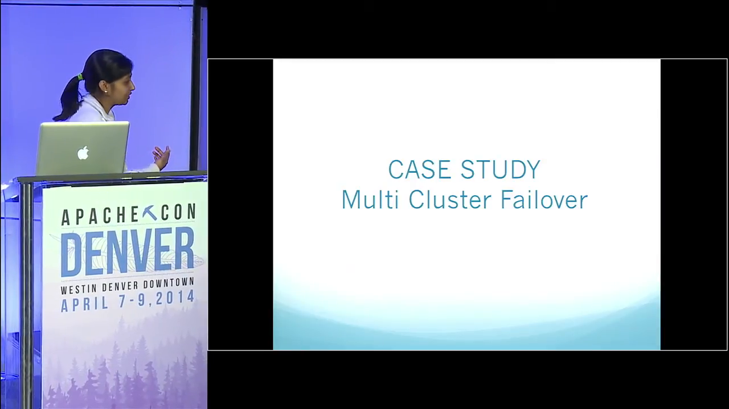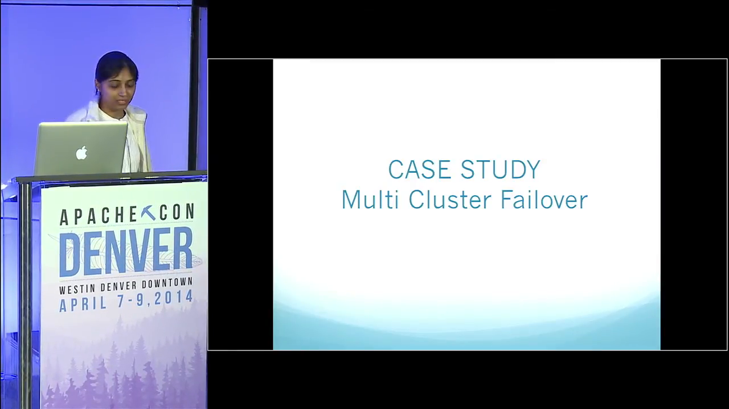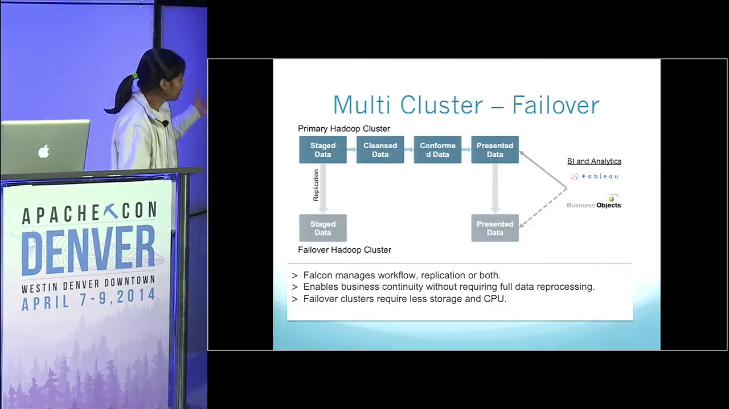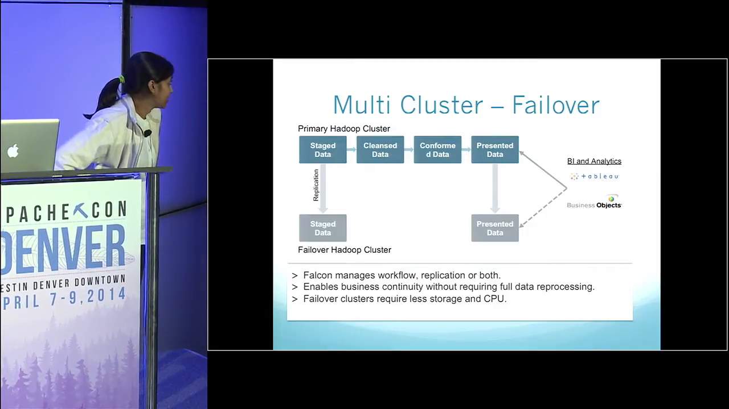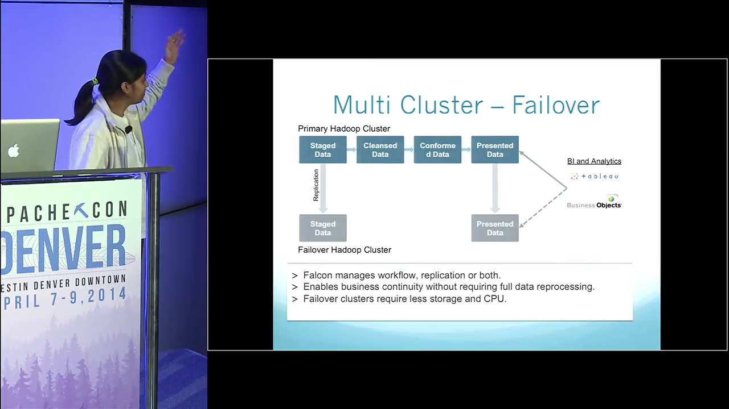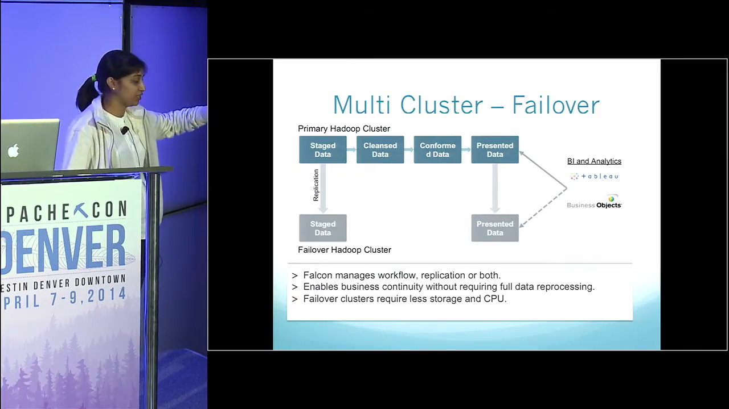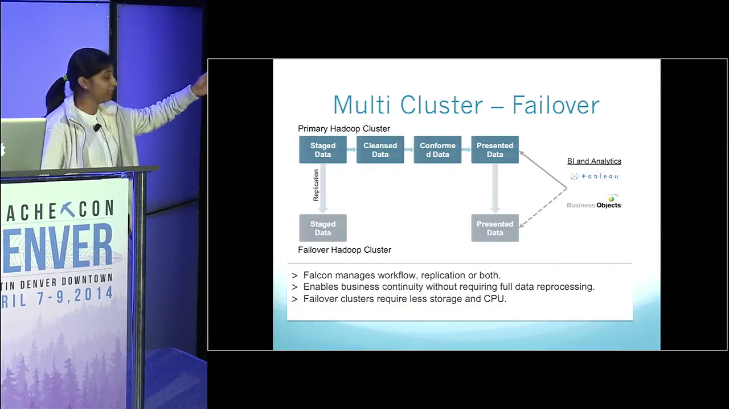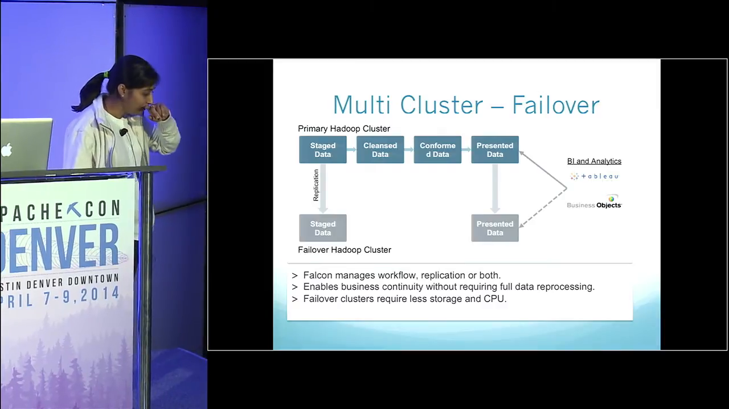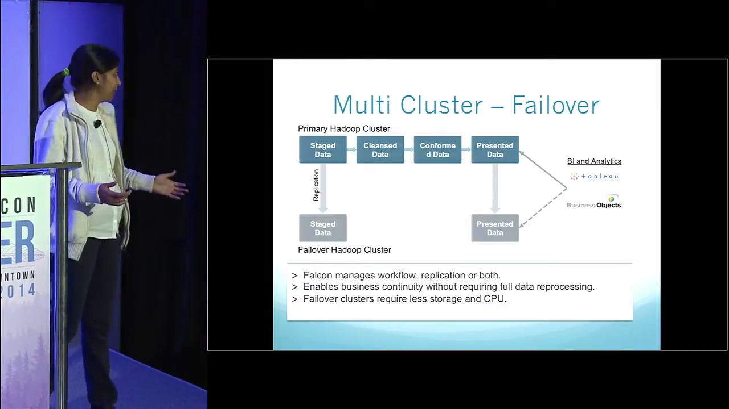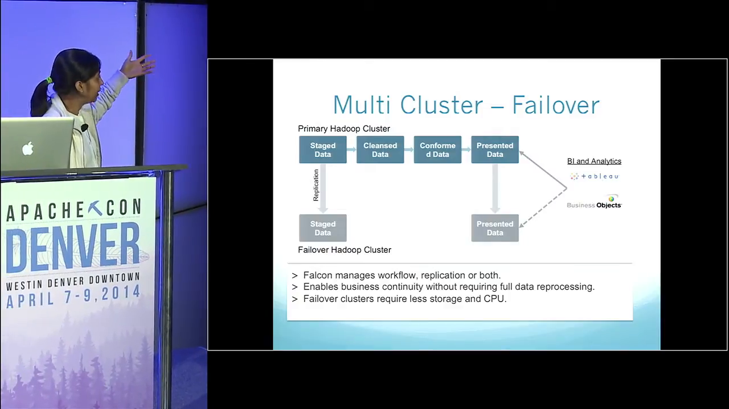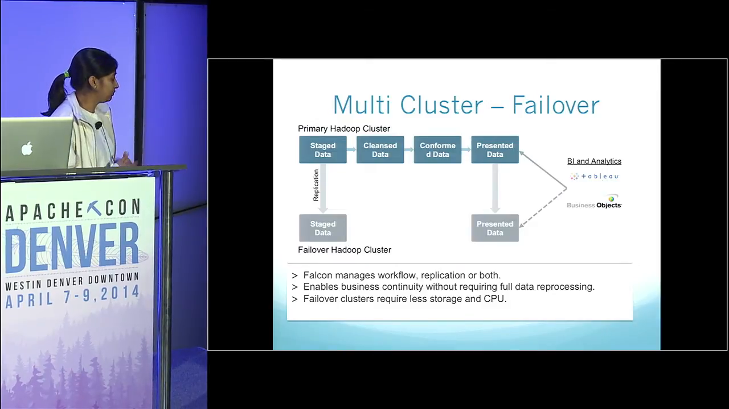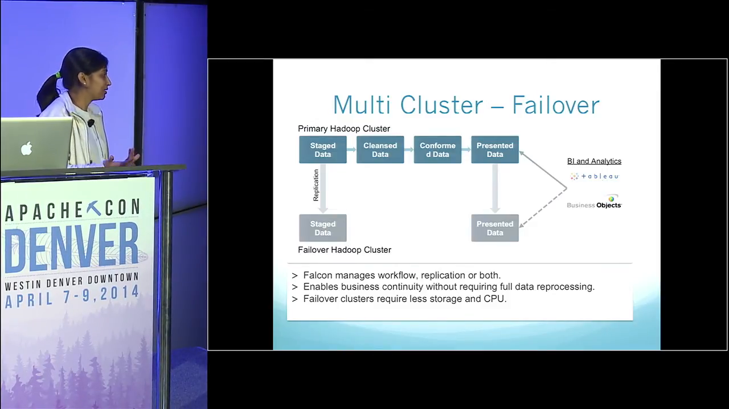We'll just go through some of the case studies where we have used Falcon on production environments. So this is a multi-cluster failover use case where you have the raw data that comes into the cluster, and it goes through various stages where you clean up the data, and you have some processing of the data, and you have the final presentable data that's available on the cluster, right? For BCP reasons, you want to replicate the raw data into a different cluster, so that if things go wrong, if the cluster goes down for any reason, your business continues as usual.